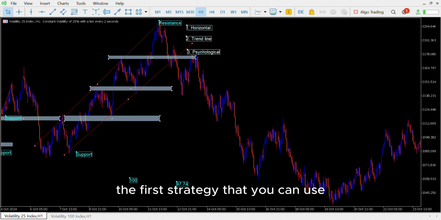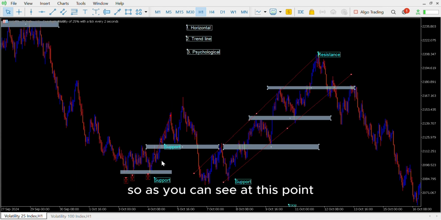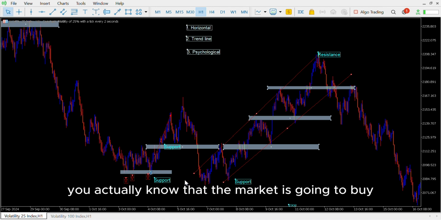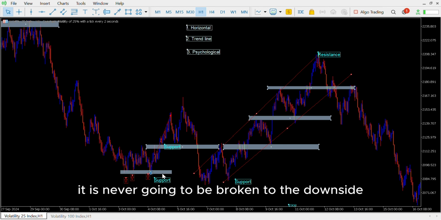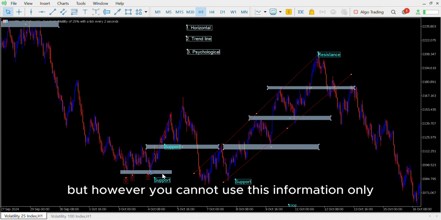The first strategy that you can use is bouncing off support and resistance. So as you can see at this point, you can actually put your order here, because you actually know that the market is going to buy. Since this is a support line, it is never going to be broken to the downside. However, you cannot use this information only.